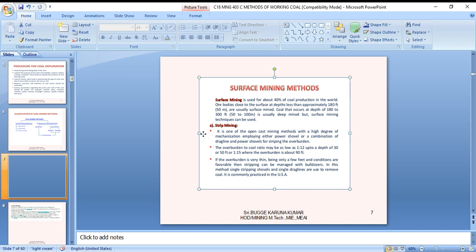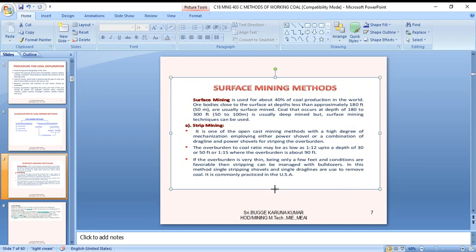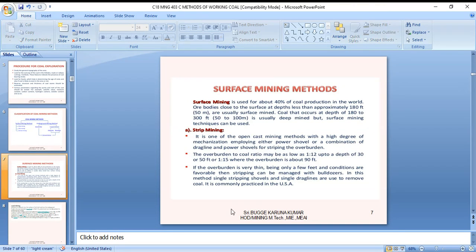Surface mining methods. Of course, this is not required from this point of view, but I am giving how surface mining methods are also increasing. About 40% of coal production in the world is from surface mining only. Ore bodies close to the surface, at a depth less than approximately 150 feet, almost 50 meters, are usually surface mined. Coal that occurs at depths of 50 to 100 meters is usually deep mined, but surface mining techniques can be used. It is one of the open cast mining methods with a high degree of mechanization.